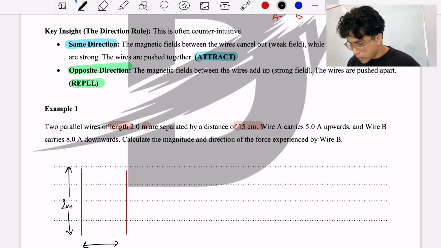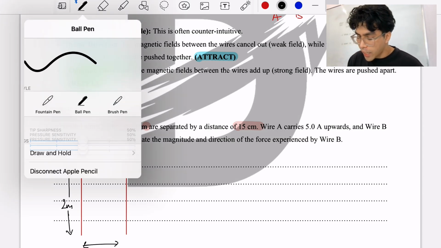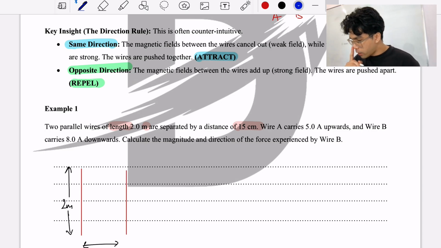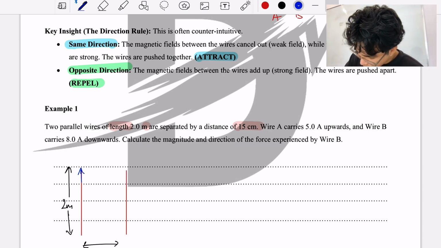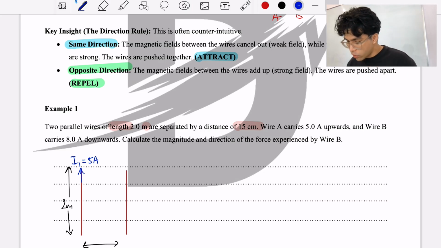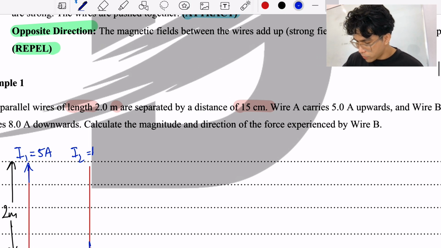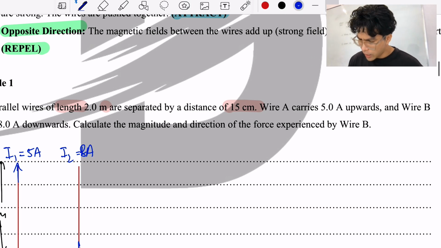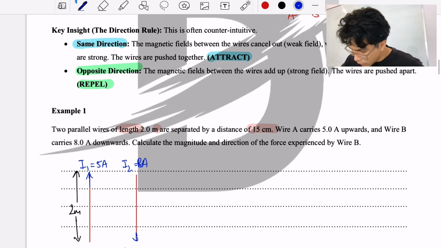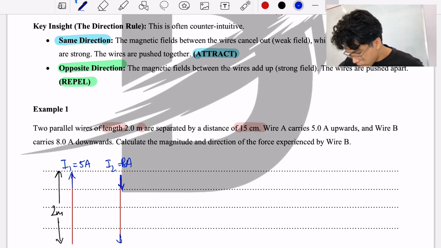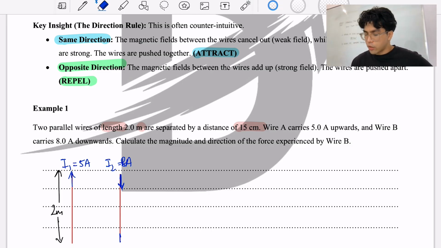Now the question tells us that wire A carries a current of 5 amps upwards. I1 is 5 amps. And I2, the current in wire 2, is 8 amps downwards. You can see it's going in the opposite direction. So we have these two conductors where one is going up, one is going down.